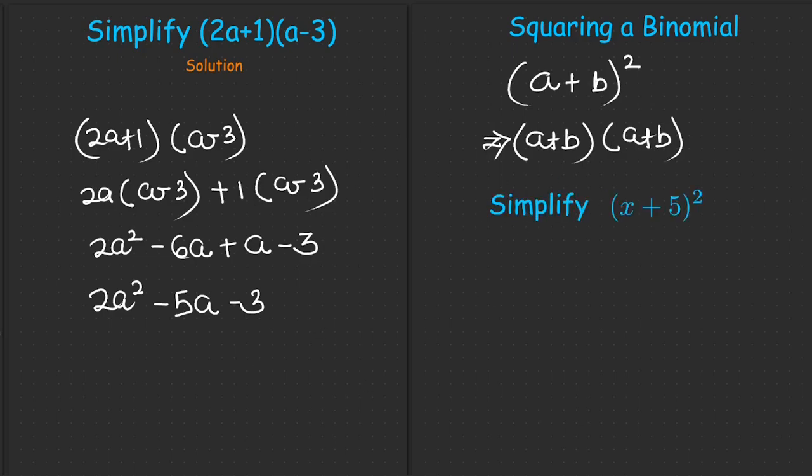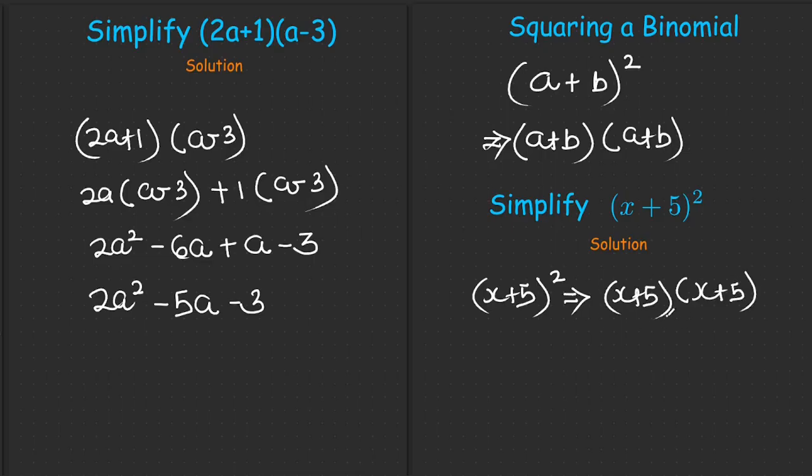If you have to simplify x plus 5 all squared, how do we go about it? At this stage, since we have done so many similar examples, you can choose to pause and then do it yourself. We have x plus 5 all squared. And as we have said here, we know what it means. It means x plus 5 is multiplying itself again. So x plus 5 times x plus 5.